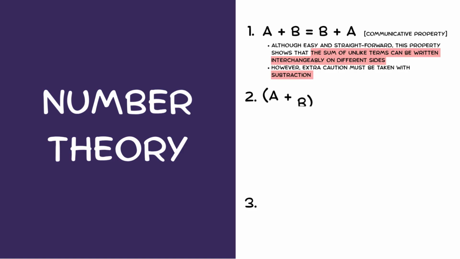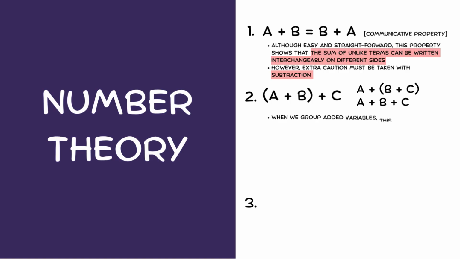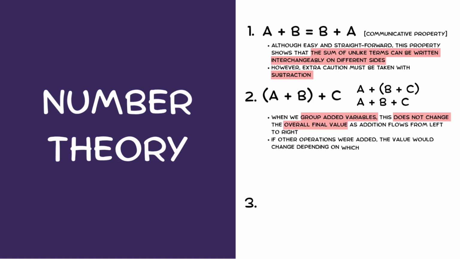Secondly, any 2 values a and b added inside a bracket plus any value c can be treated in the same way as these 2 expressions. This is because the grouping of these values using parentheses or brackets does not change or alter the final value. This is the same case for values like this.